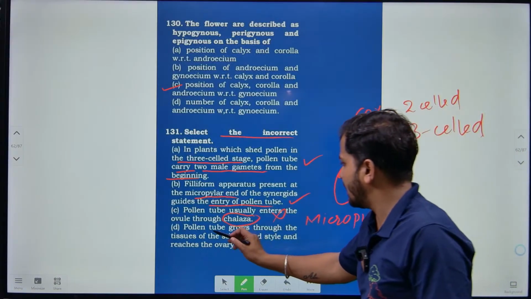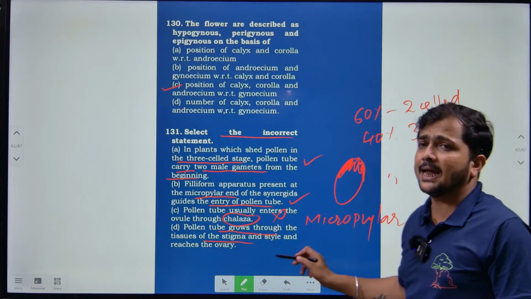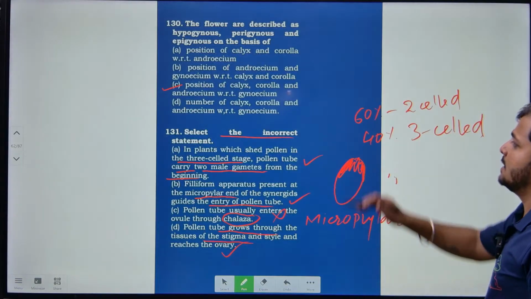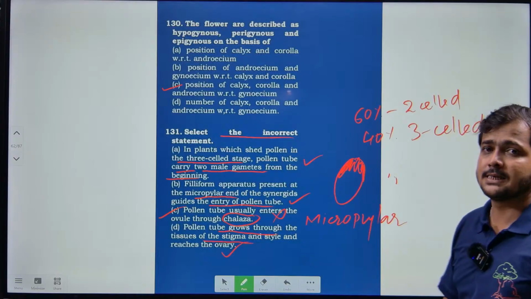Then the last statement says the pollen tube grows through the tissue of the stigma and the style and reaches the ovary, right? So this is even correct. So according to this, the incorrect statement is option C here, right?